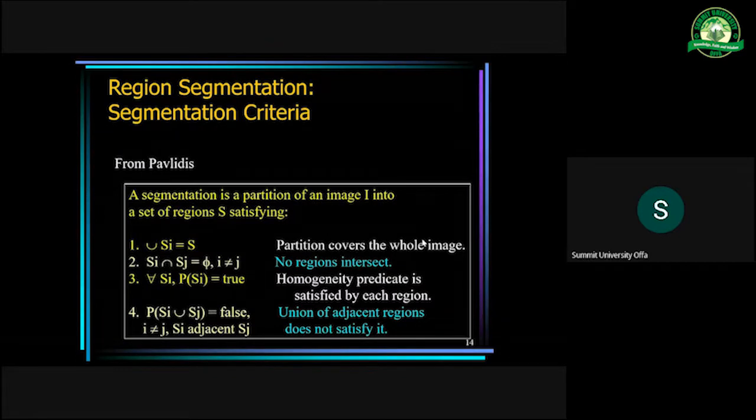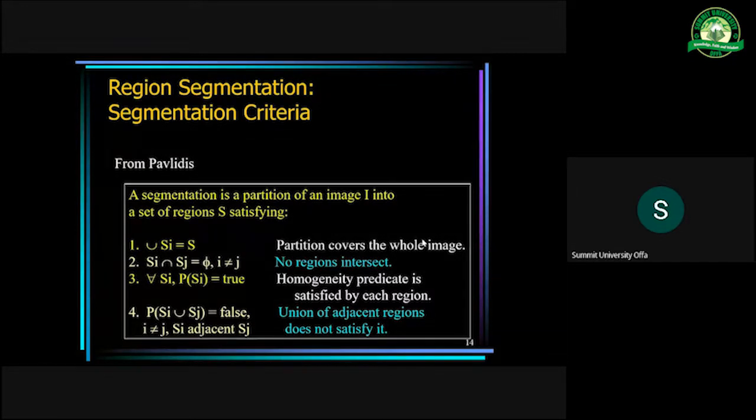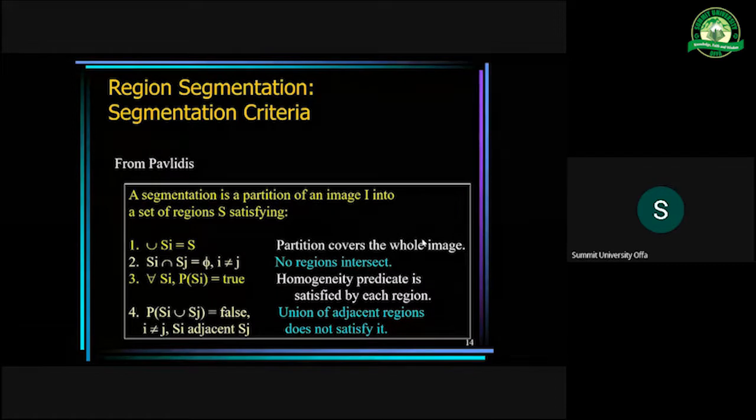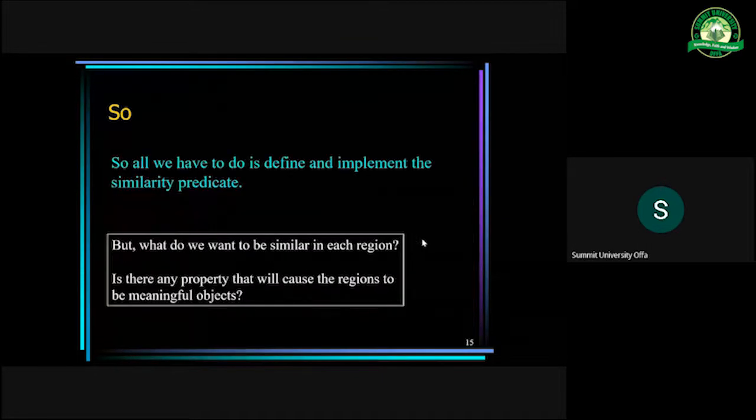The mathematics is what we have on the screen. Segmentation is a partition of an image into a set of regions, satisfying, number one, the union of all the regions; then the intersection, that is, no regions intersect; and we have what is called the homogeneity property and the union of adjacent regions. That's what we mention when we are doing region segmentation.